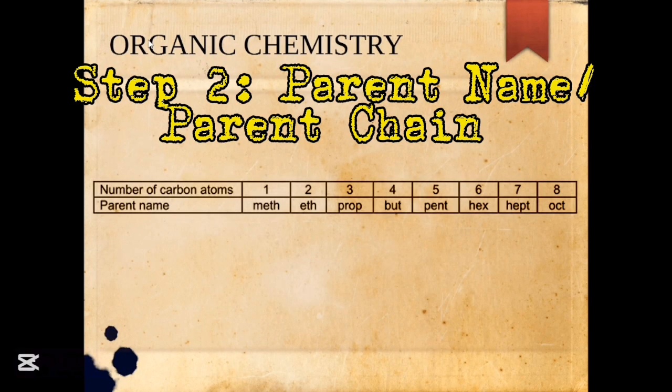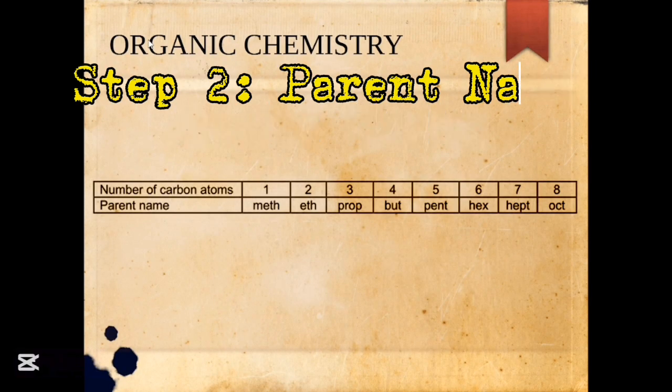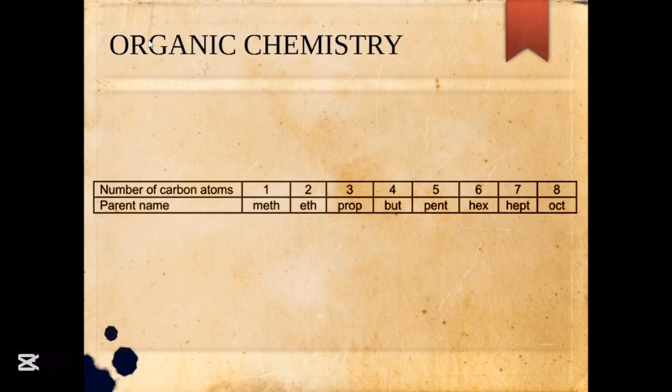If we have one carbon, the parent name is meth. If we have 2, eth; 3, prop; 4, but; 5, pent; 6, hex; 7, hept; and 8, oct. And the parent chain is mostly the longest chain.